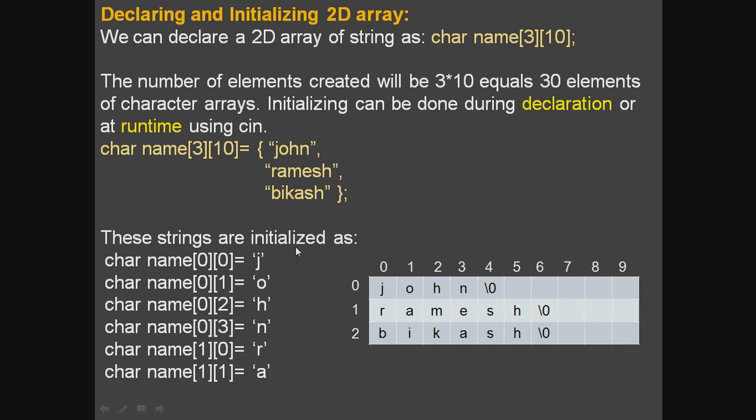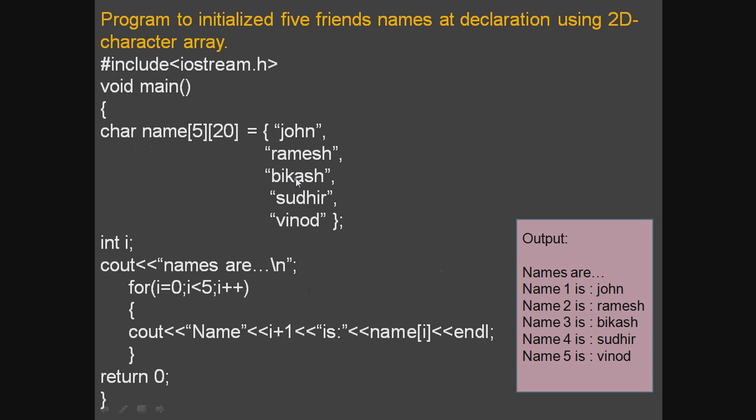And then also you can do it during runtime. So using programs, I'll show you how it can be done. So this is quite simple. So here, program to initialize 5 friends name at declaration using two-dimensional array.